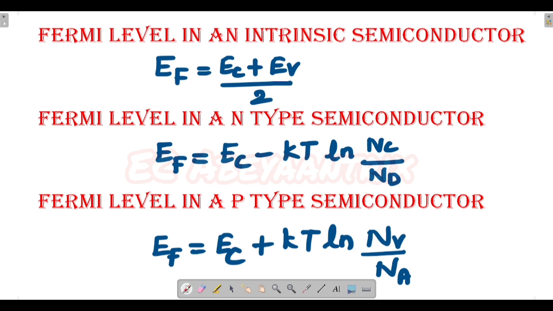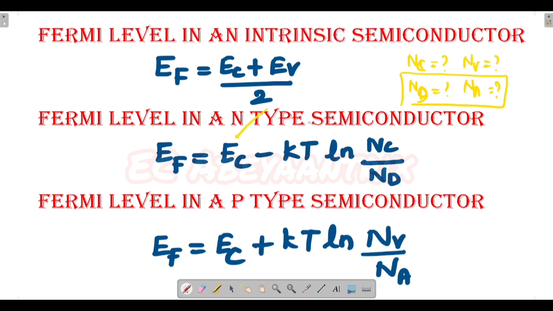We have seen EF. I have discussed EC and EV also. What is this NC? What is this NV? And what is this NA and ND? I'll explain ND and NA now, and NC and NV in the next slides. Those are important topics. ND is nothing but the number of donor atoms.